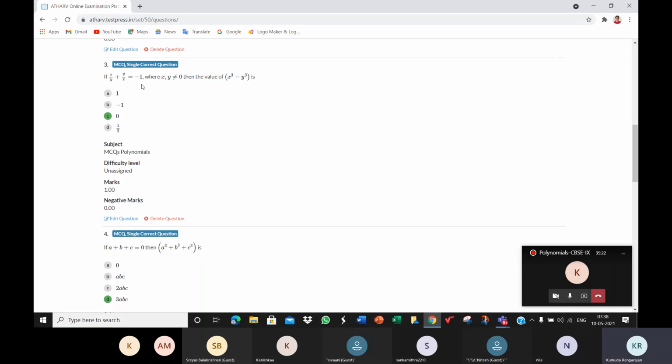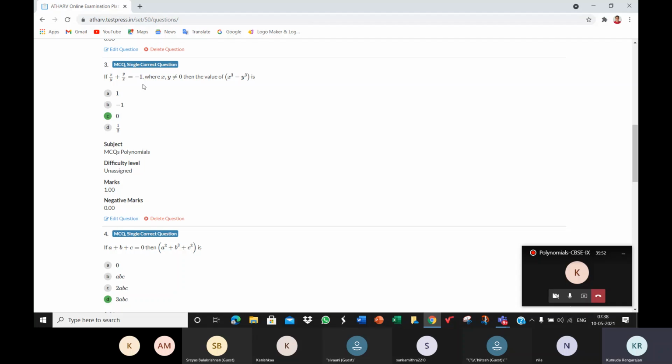x by y plus y by x is equal to minus 1. See, I'm also doing it. Take up the common denominator. xy is a common denominator. So you get in the numerator x square plus y square is equal to minus 1. Now on cross multiplying, x square plus y square is equal to minus xy.